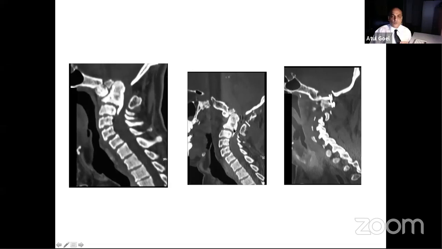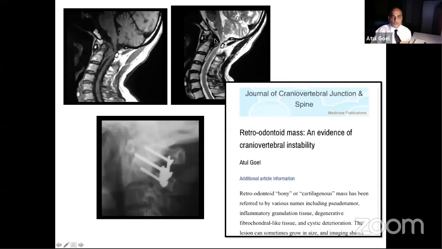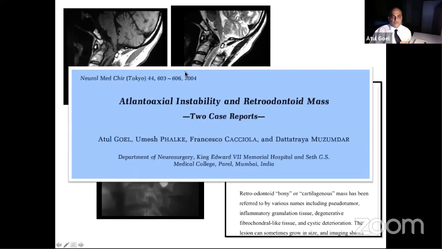Don't start breaking it and removing it. Don't start removing the odontoid process. These are indicators of atlantoaxial instability and indicators of the need for stabilization. This is not a pseudo tumor. This is osteophyte formation, which is an indicator of need for atlantoaxial stabilization.